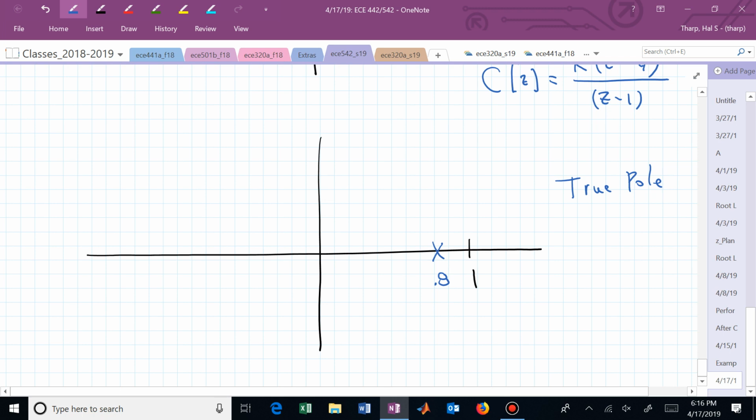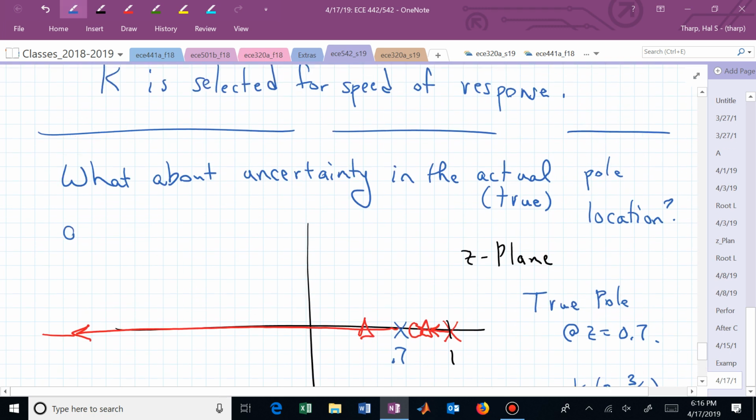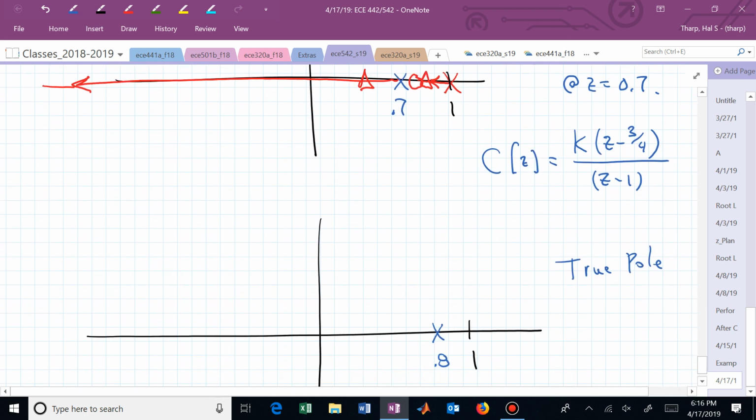Is it clear what I'm trying to illustrate? Here is a true pole at Z equal to 0.7. Now we're saying, what if we look for robustness on the other side?